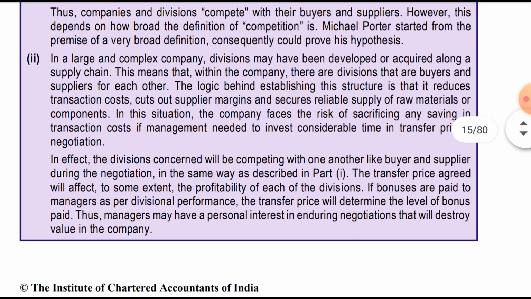Okay, we'll proceed. In large and complex companies, divisions may have been developed and acquired along a supply chain. This means that within the company there are divisions that are buyer and supplier for one another. So over here, one is the buyer, the other is the supplier. The logic behind establishing the structure is that it reduces the transportation cost, cuts out the supplier margin, and secures the reliable supply of the raw material or the component.